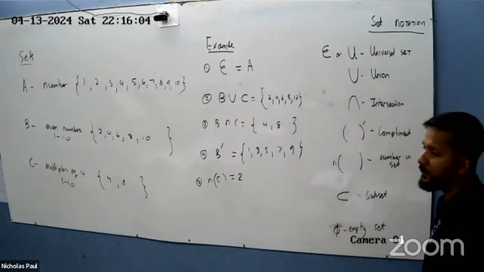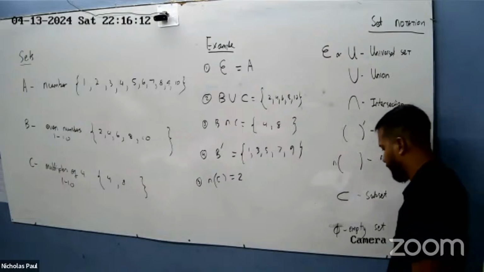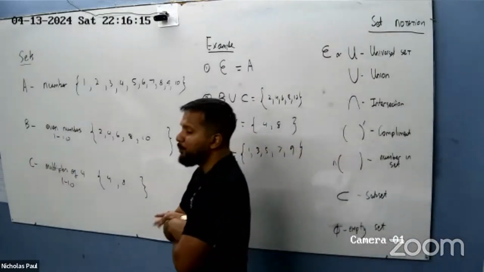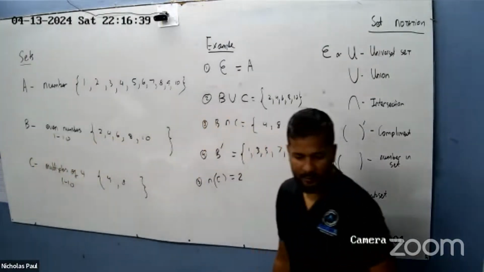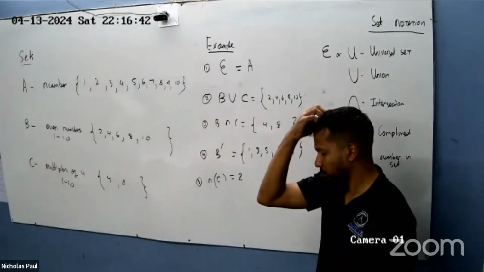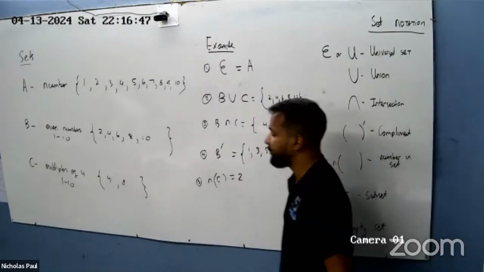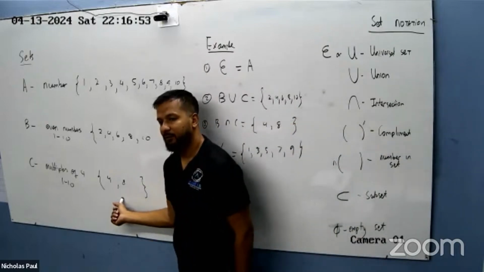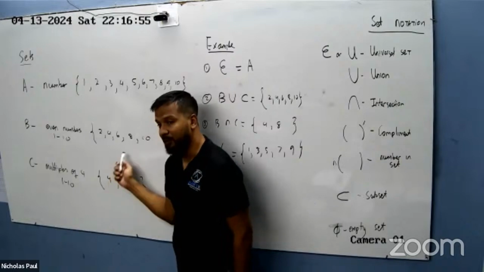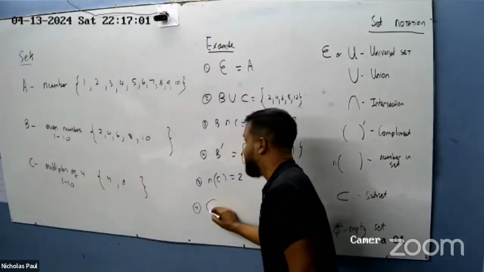Next one, subset. This one might be a little tricky. A subset is when all of the elements of one set can be found in another. So watch this here. What you can see about C and B is that all the elements of C belong to B.